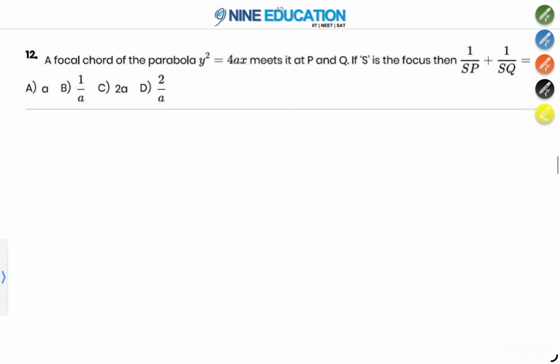Question number 12. They have given a focal chord of a parabola y square equals 4ax, meeting the parabola at P and Q. Let S be the focus. We have to find 1 by SP plus 1 by SQ.